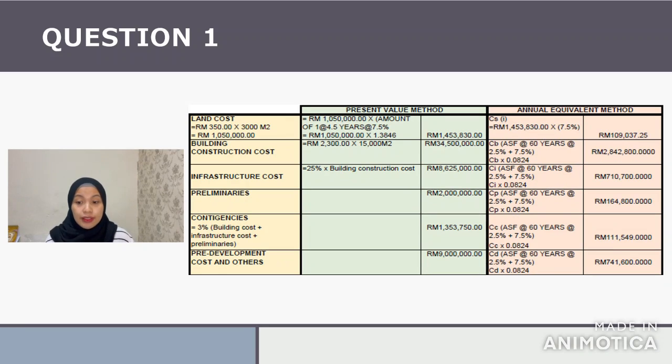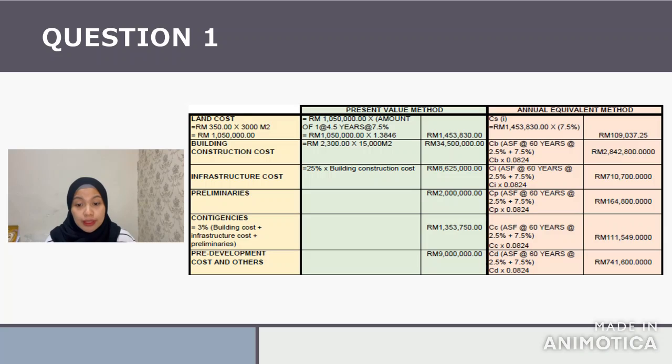As you can see here, at my left hand side all the items will be calculated. At the right hand side is the present value method and the annual equivalent method. Begin with the land cost. The cost of the land is 350 ringgit times 3000 meters square, so we have 1,050,000 ringgit.